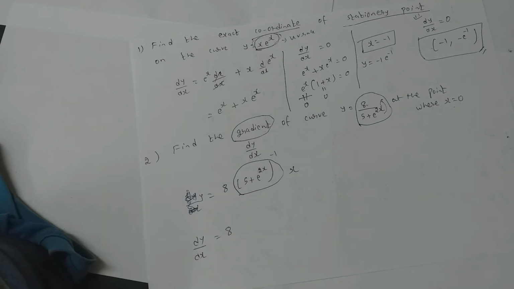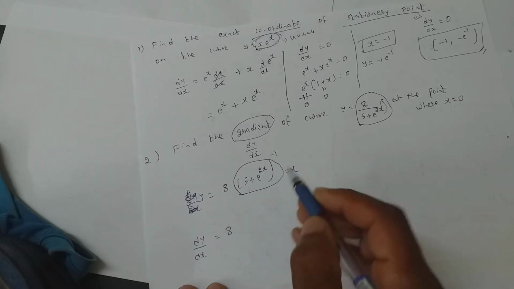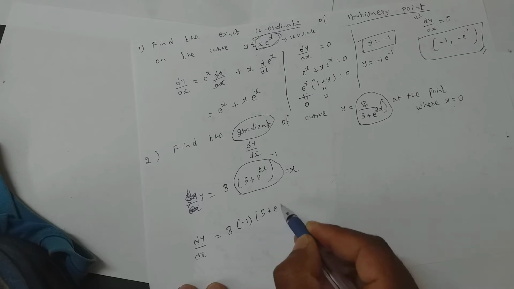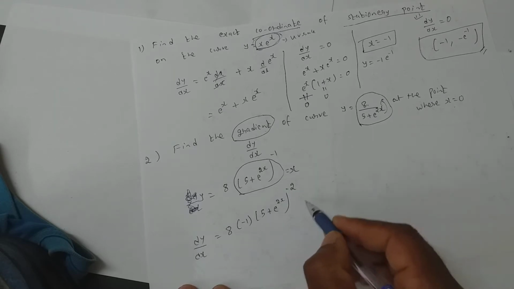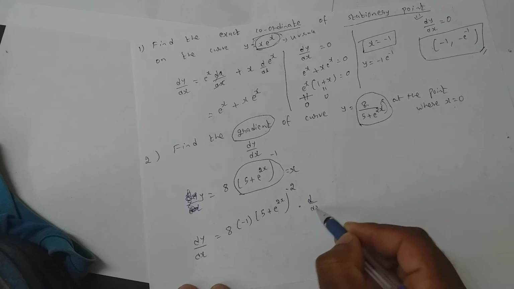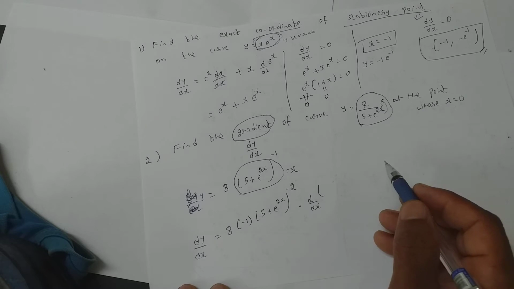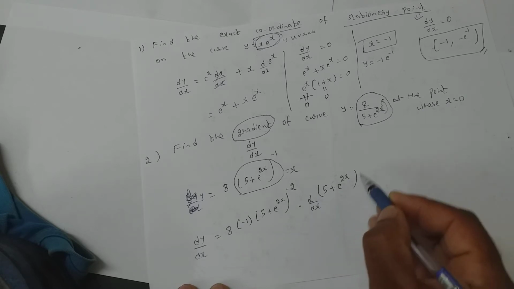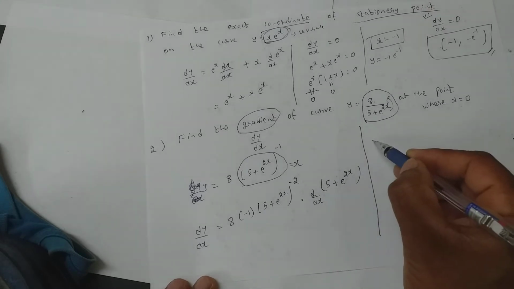Now this entire thing you will assume it to be x. So x power minus 1 differentiation is minus 1 into 5 plus e power 2x minus 1 minus 2 into d by dx of, in place of x whatever you have assumed, that differentiation should be there at the end. Clear?